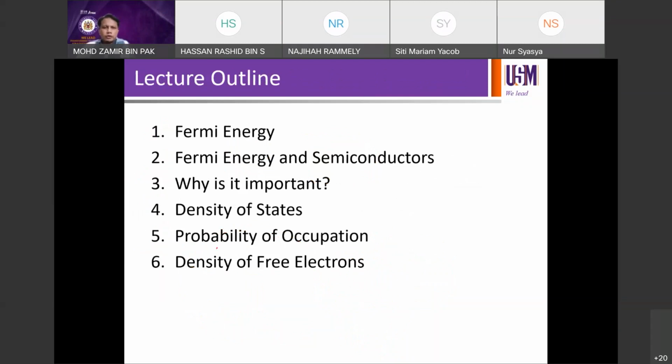All right. So in this topic, Fermi energy and DOS, density of states, we're going to cover a few things. The first thing is, what is Fermi energy? And then Fermi energy and semiconductors. Why is it important? We're going to look at the concept of DOS as well, density of states, I normally say DOS. And then probability of occupation. What is probability of occupation? And then finally, density of free holes or density of free electrons. We're going to be talking on both free electrons and free holes.